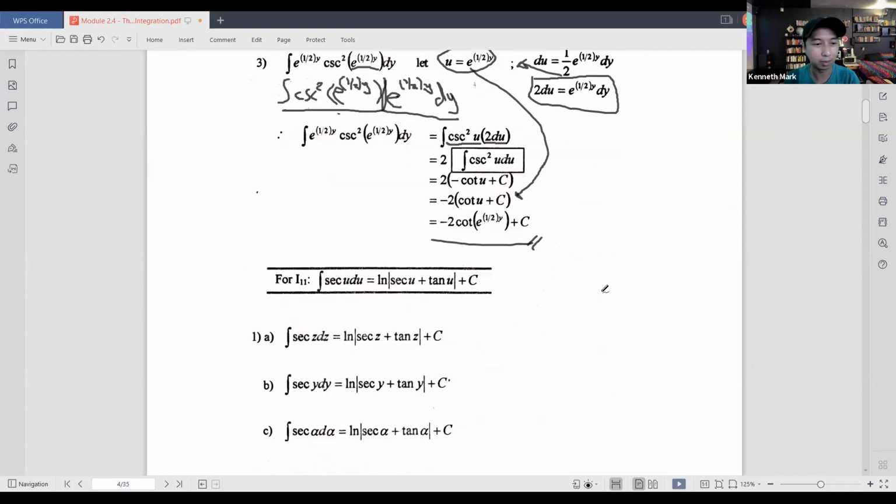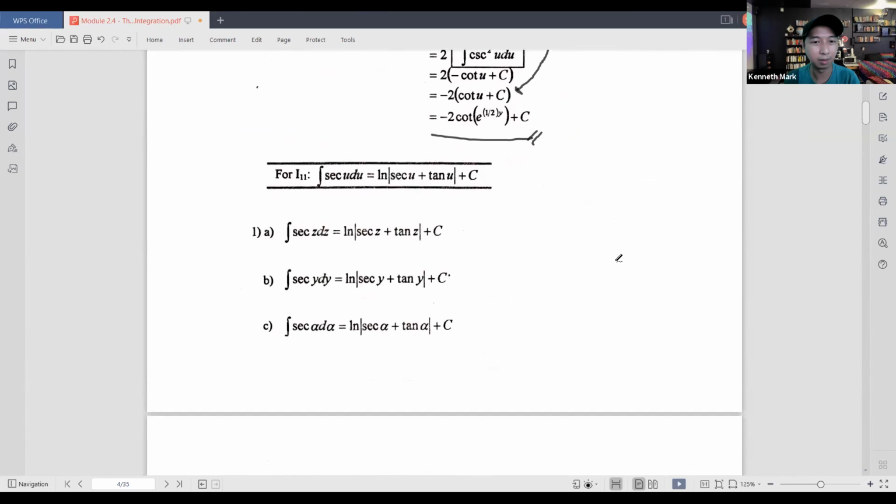Okay. So next we have for integral formula number 11, that is I sub 11. So we have here secant u du is equal to ln of secant u plus tan u. Naka ano siya, magnitude, no? Naka magnitude plus c. Yan. For example, you have secant z dz. So it will just be equivalent to ln of secant z plus tangent z plus c. So nagpalitan tayo ng variable dito.